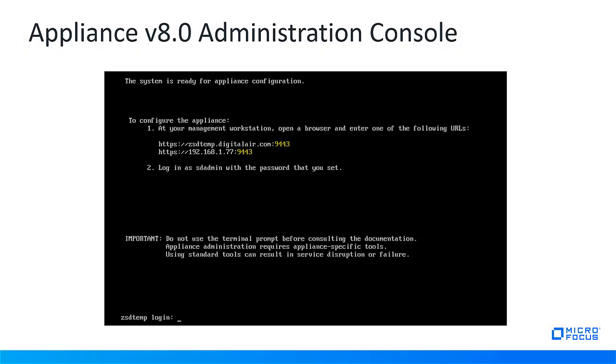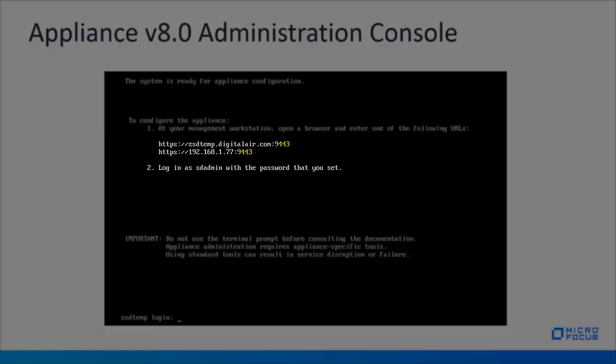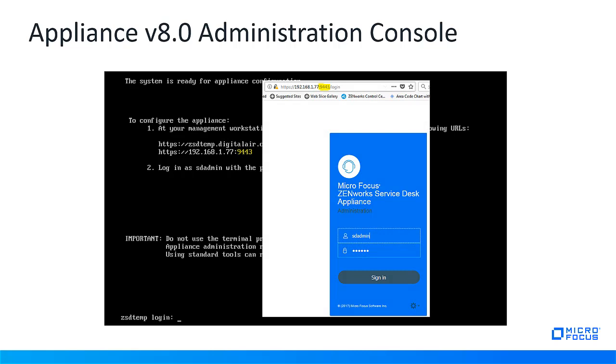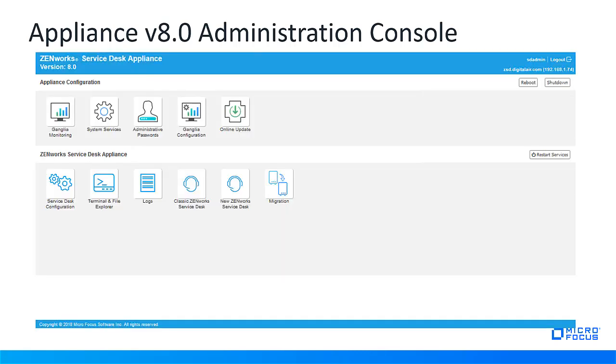On the appliance, when you finish the install, you'll see this at the console to go to port 9443. Once you log into port 9443 in a browser, you'll get the appliance administration console. Here you have Ganglia monitoring, Ganglia configuration, the online update channel, administrative password, and system services, which can all be managed when logged in as SD admin for the appliance configuration.